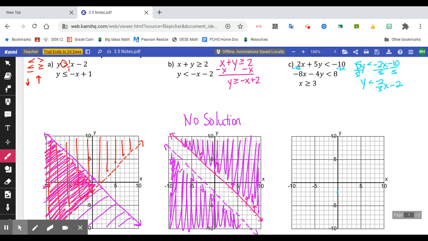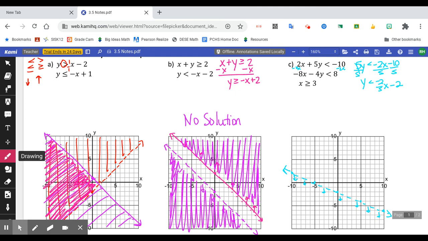I've got -2. Slope is -2 over 5, so down 2 over 5. Down 2 over 5. Let's do it the other way. It is less than, so dashed line. And less than would be below, so be thinking everything down here. Okay, let's do the next one.